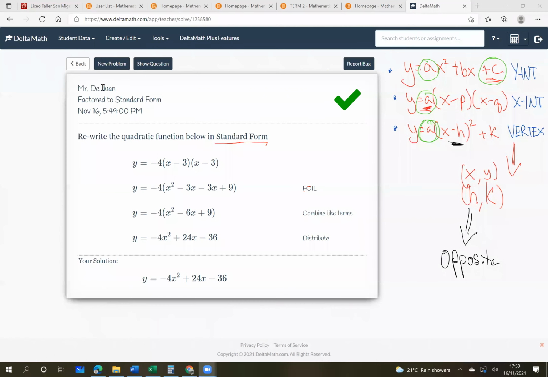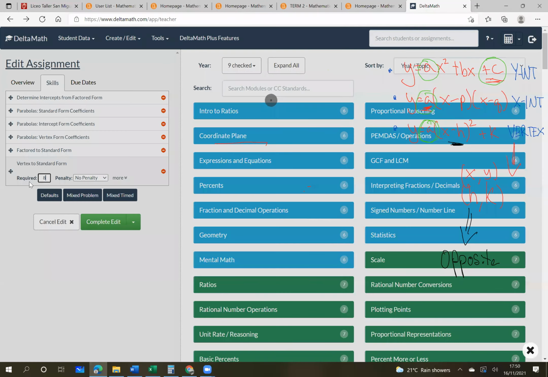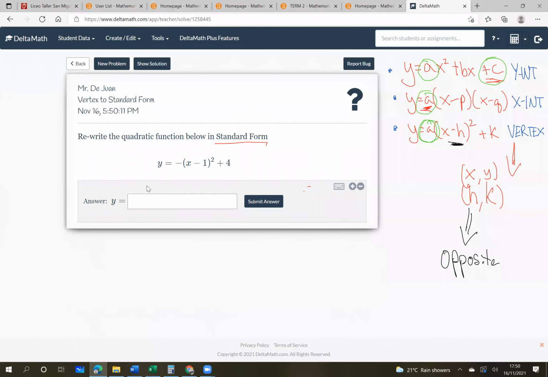Everyone got that? I would hope so. Take a look at the vertex. This one's a little difficult, and it's a little bit different. Why? Because you have this. And that right there is the same thing as x minus 1 times x minus 1, which is x squared minus 2x, just simplifying the process, plus 1.